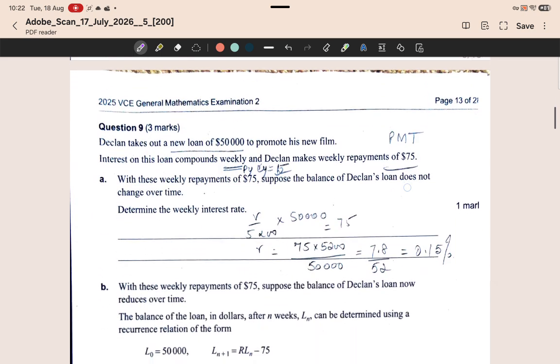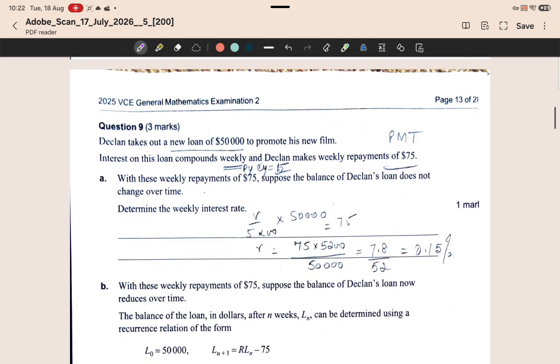Let's look at question 9. He now takes out a new loan of 50,000 to promote his new film. Interest on this loan compounds weekly. So we know that if it compounds weekly, there are 52 weeks in a year, and the payments per year and the compounds per year will be 52. And he makes weekly repayments of 75. So that's my PMT on the financial solver.